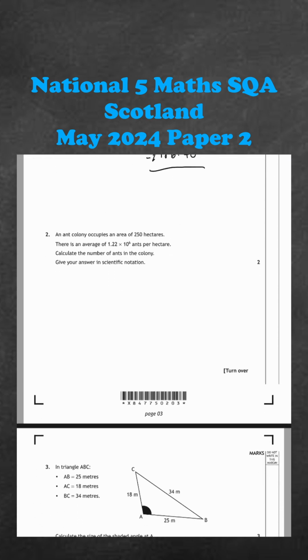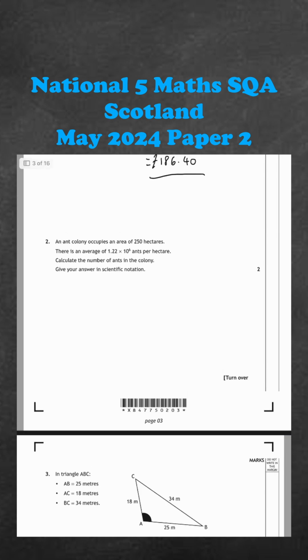Question 2. An ant colony occupies an area of 250 hectares. There is an average of 1.22 times 10 to the 6 ants per hectare. Calculate the number of ants in the colony. Give your answer in scientific notation. All we have to do here is 1.22 times 10 to the 6 ants per hectare multiplied by the number of hectares. Do this on my calculator again.